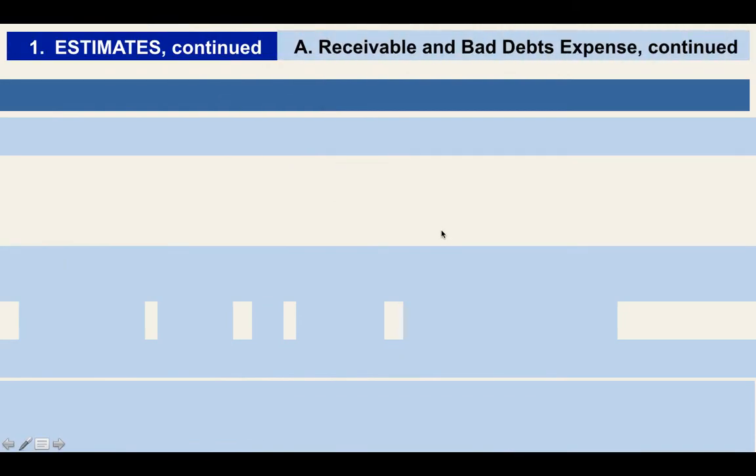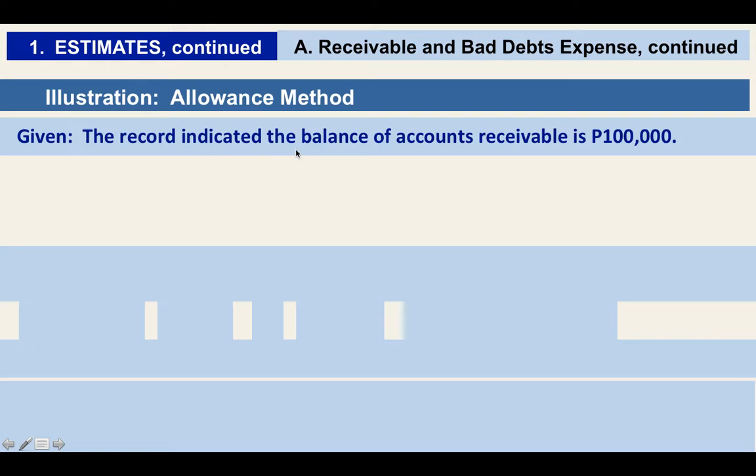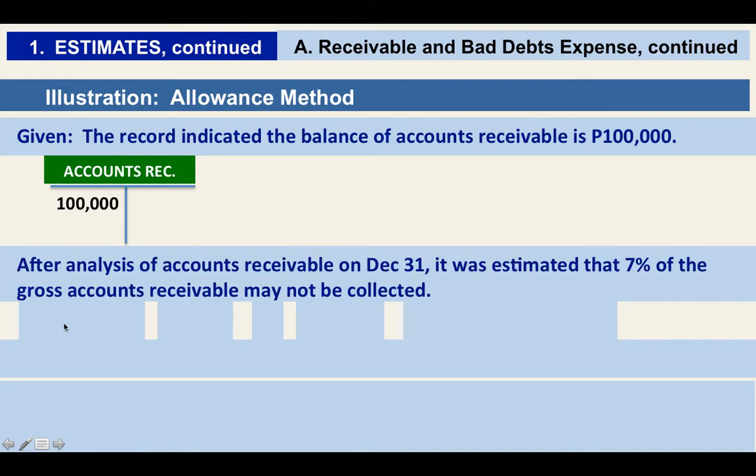Now the allowance method. The record indicates the balance of accounts receivable is 100,000, so we also have 100,000 there. I'm trying to show here, class, that certain problems will provide the information in the record, and certain problems will provide it in the statement. Here, in this case, it is on the record.